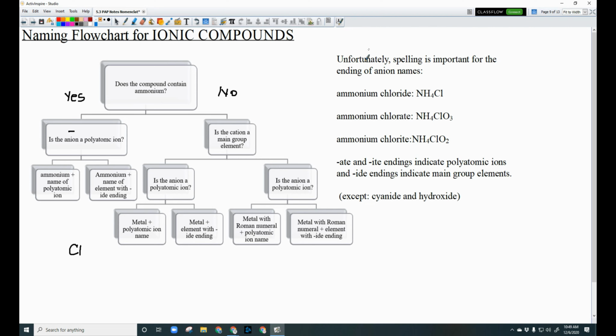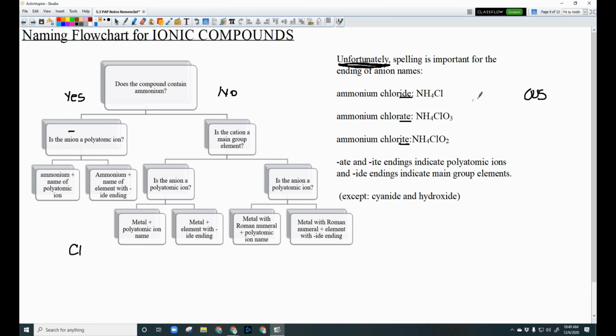One more thing I want to bring up. Unfortunately, spelling is going to count when you start naming these, because here's ammonium. Ammonium is bonded with chlorine. The ending is "ide," ammonium chloride. There's two polyatomic ions, ClO3 and ClO2. ClO3 is chlorate. ClO2 is chlorite. See, this is ATE. This is ITE. Some of them have endings as OUS.